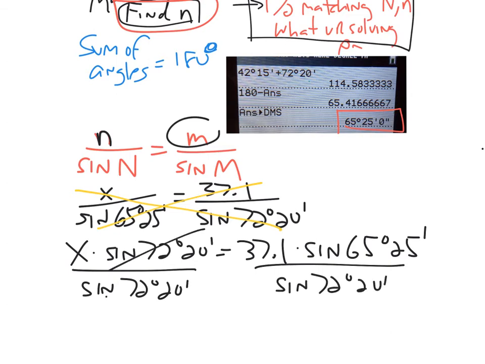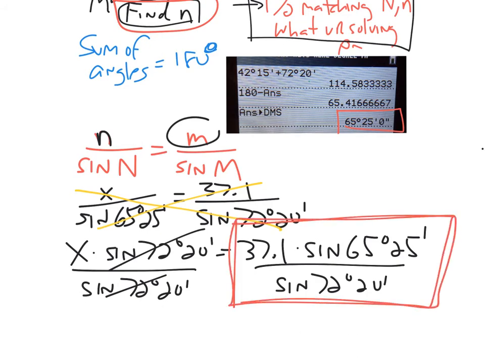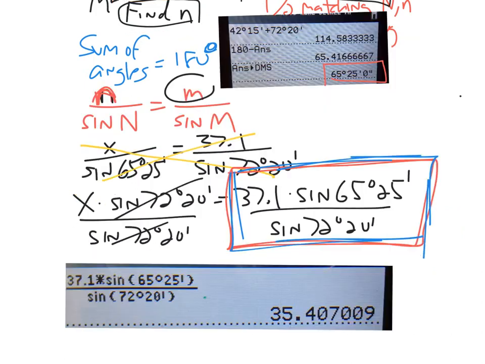So now on your calculator, you're just going to be entering in this right-hand side. We're finding side n, so we're rounding to the nearest tenth. So all we're going to do is just type this in and then round to the nearest tenth. So here our answer is going to be 35.4.